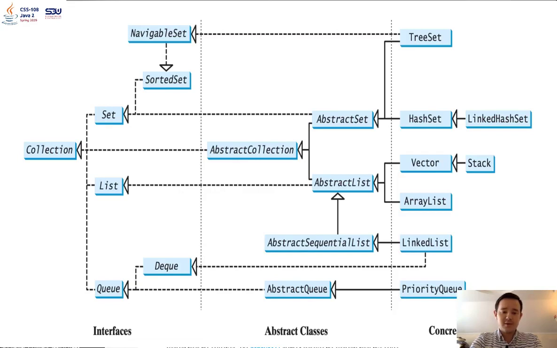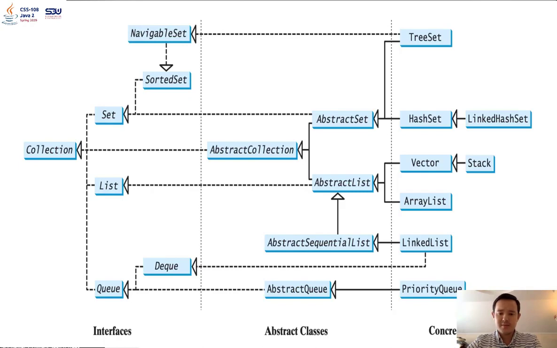On the left side we can see interfaces: Collection, Set, List, Queue, Deque, SortedSet, NavigableSet. In the middle we can see abstract classes. These abstract classes are also called convenience abstract classes because they provide partial implementation for the interfaces. And on the right side we can see concrete classes. These are the classes we can use. These are already concrete classes, we can use them in our programs. So this is the relationship in the Java collections framework.